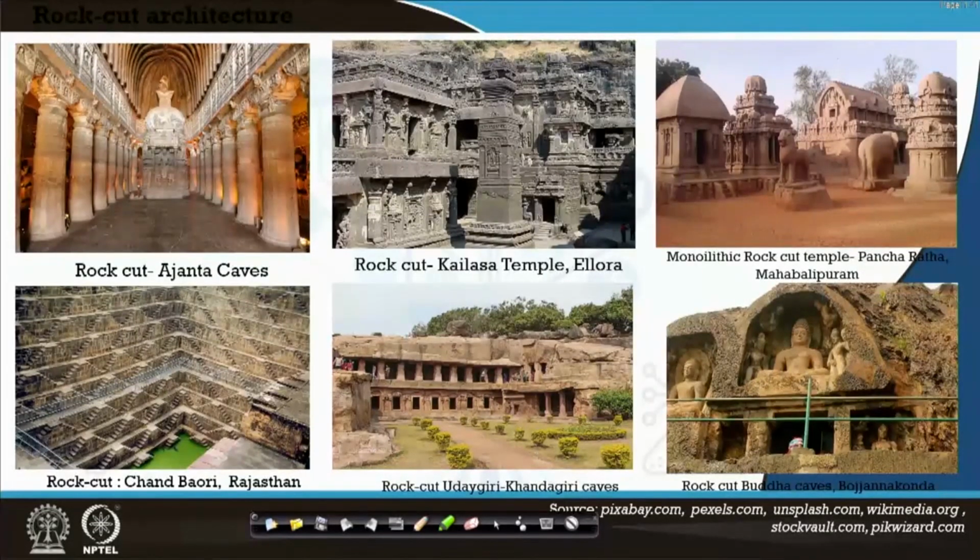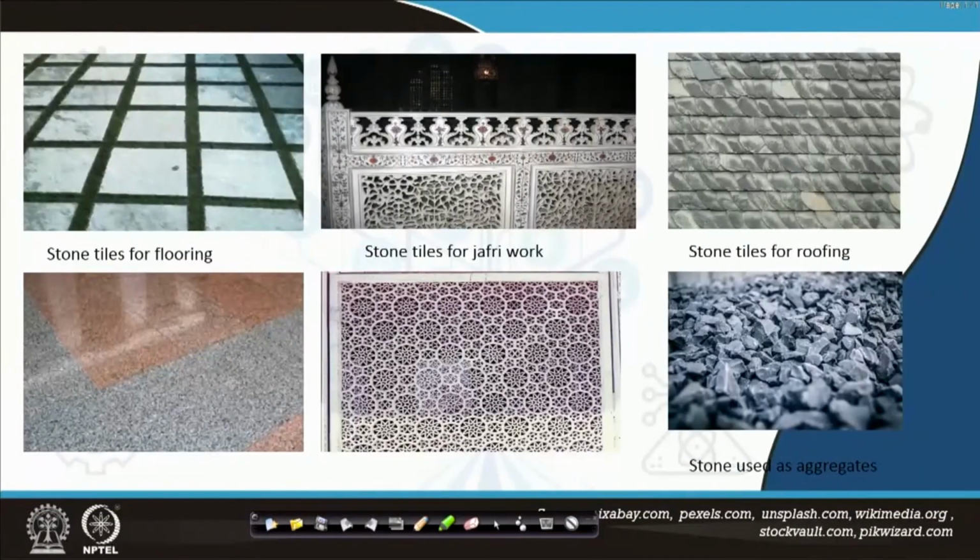You can see the monolithic rock cut temple of Mahabalipuram. It has come out from one single rock. Similarly, you can see use of stone in a very different way. Stones for tiles. You can see here the flooring is made of stone tiles. These are not taking any structural load, they are taking human load. People are walking on top of it. Whereas these stone tiles have decorative use. They are from the Taj Mahal.